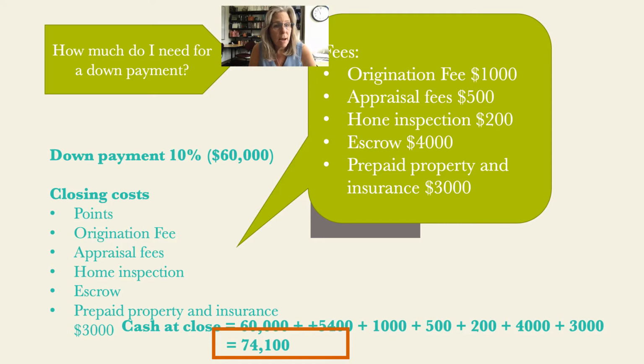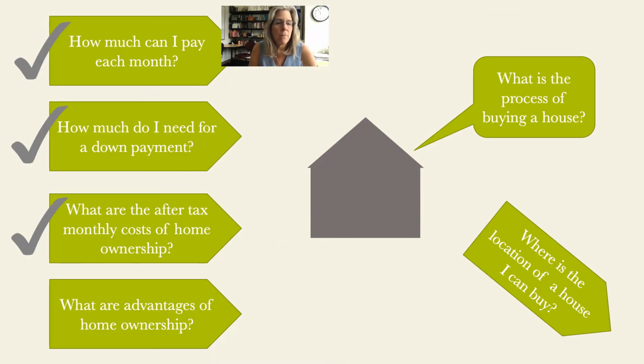Sometimes you can get down payments as little as 5%, and you need to consider that as a possibility, but mostly 10% is a good amount. It used to be 20%, but now most people go with about 10%, especially in California. So now we know how much we can pay each month, how much our down payment needs to be, and what our after-tax costs are.